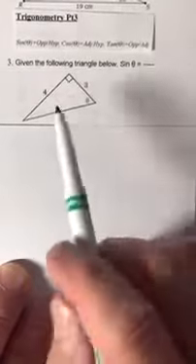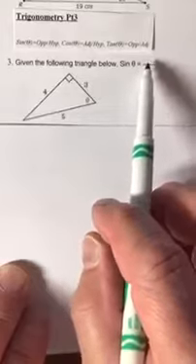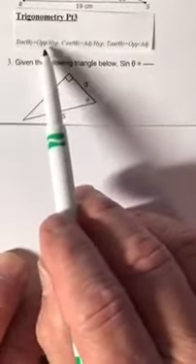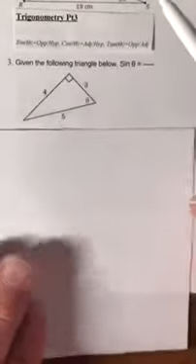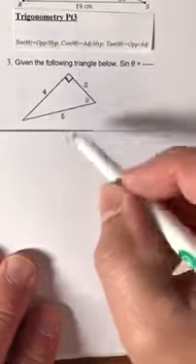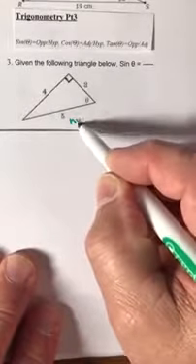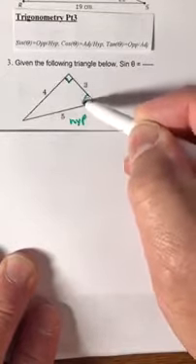Problem 3. Given the following triangle below, sine theta is equal to what fraction? Okay, the fraction is opposite over hypotenuse. So that means we need to start labeling the sides. There's your 90. This is hypotenuse. Okay, here's theta. That's the acute angle here.